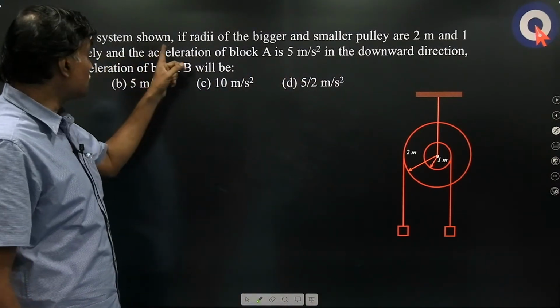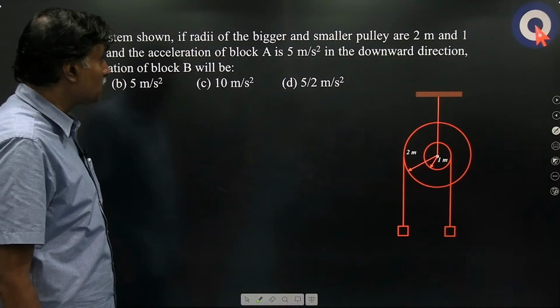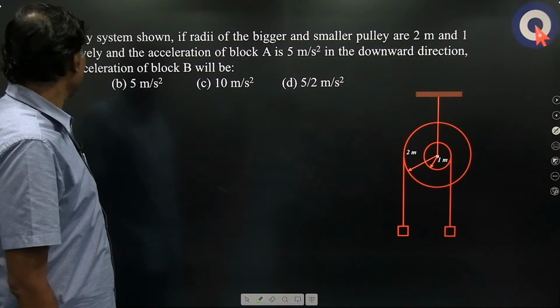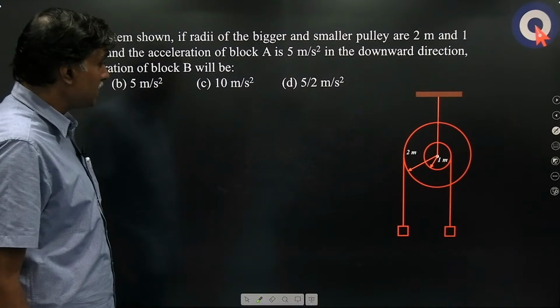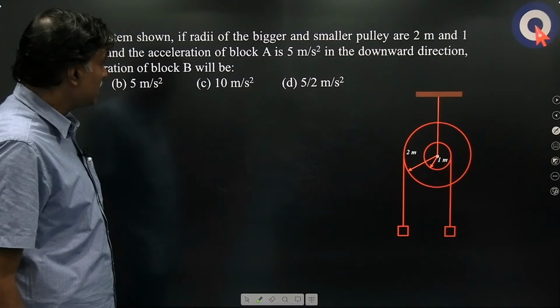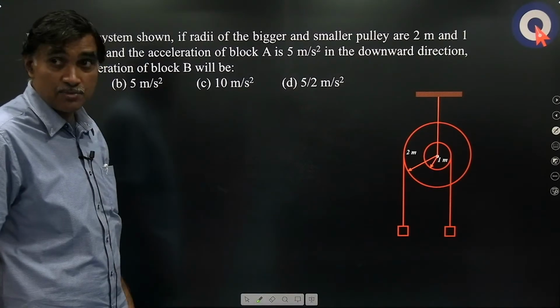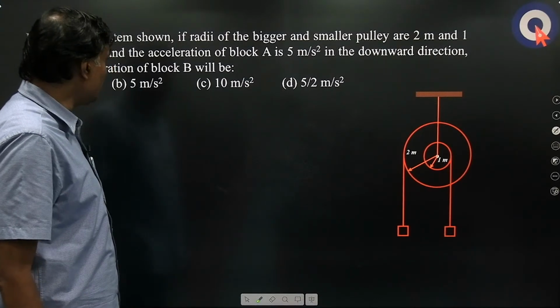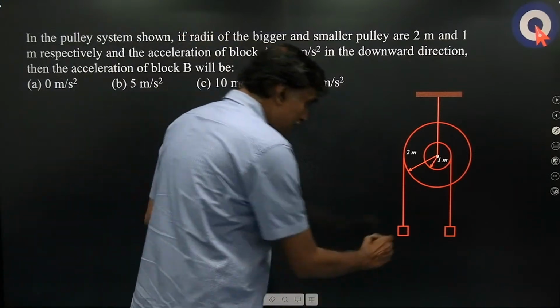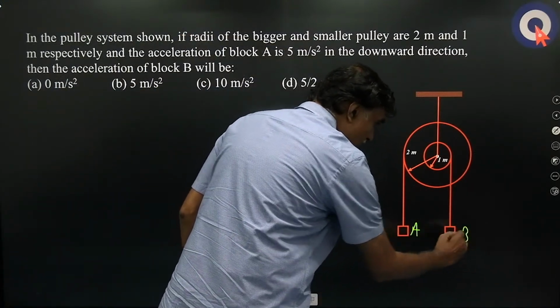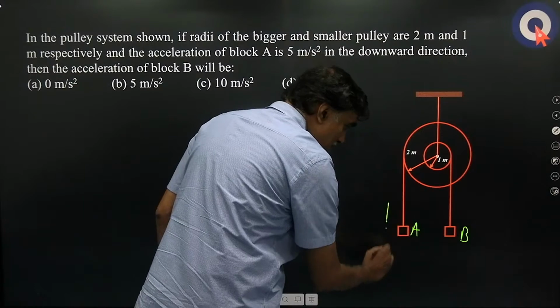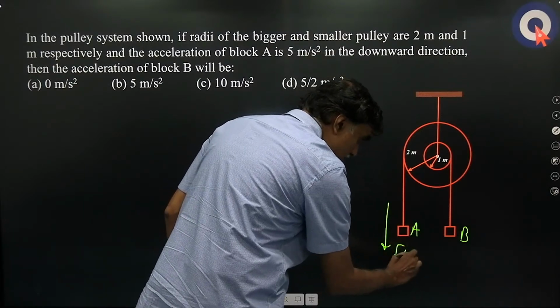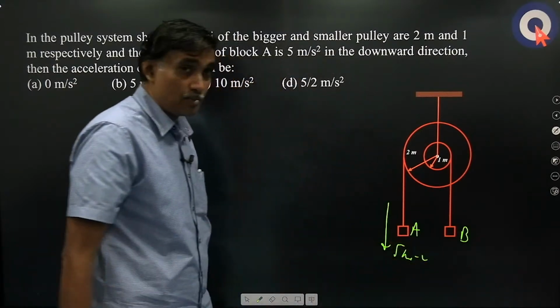In the pulley system shown, if the radii of the bigger and smaller pulley are 2 meters and 1 meter respectively, and the acceleration of block A is 5 meters per second squared in the downward direction, then the acceleration of block B will be... Block A I did not mention, so I will assume this is block A and this is block B. Let us say its acceleration is 5 meters per second squared downwards. Then what is the acceleration of block B?